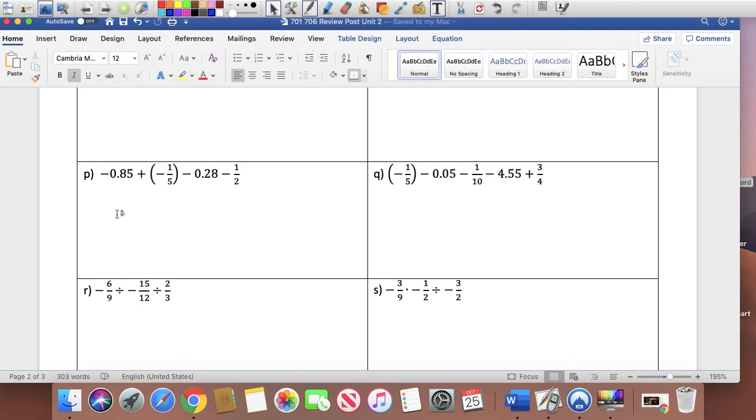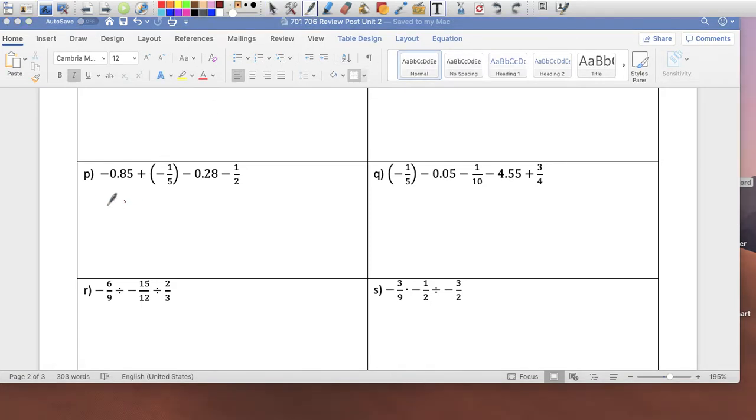Here, I change everything to a decimal. So this one I like: negative 0.85 plus negative 0.2 minus 0.28 minus 0.5. That helps me when I do it.